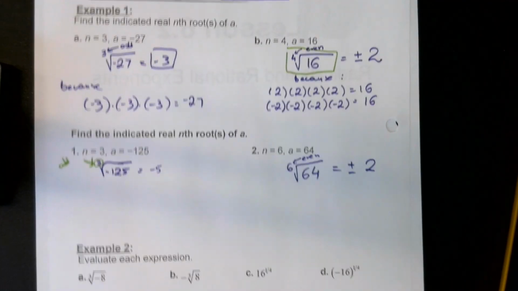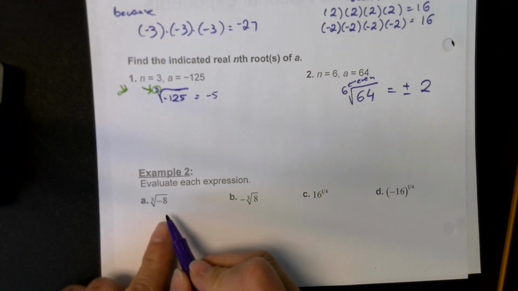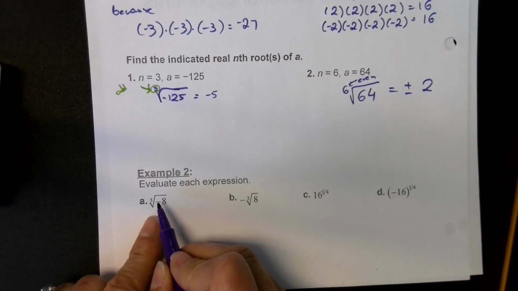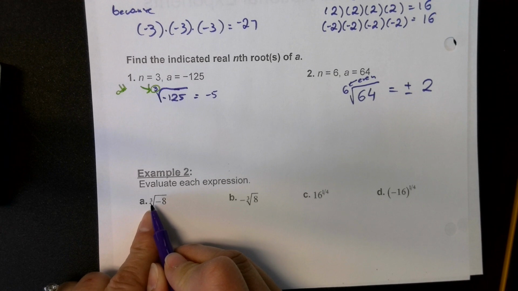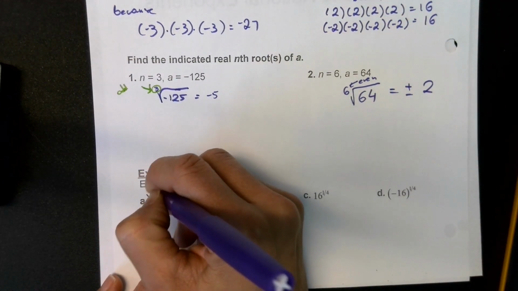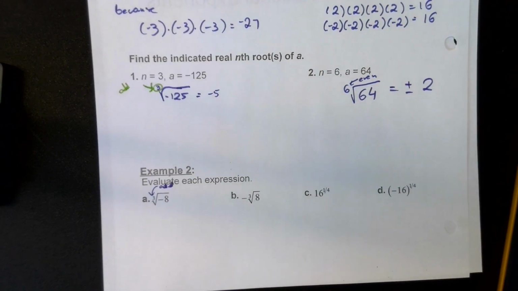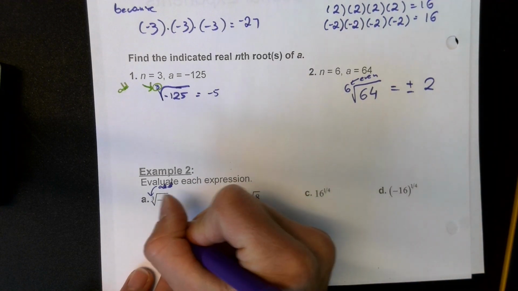All right, let's evaluate this one. So even root of a negative under the radical. If this is an even number, that will be no solution. But because it is an odd number, right, you can actually simplify it. So just plug it in. What do you guys get? Negative 2.